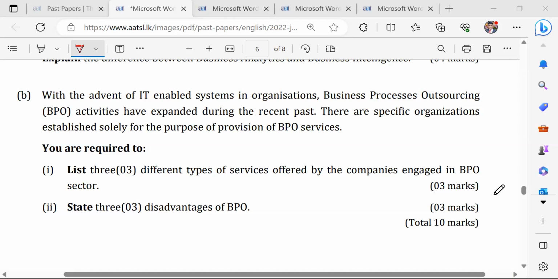Step 3, disadvantages of BPO. Now, for a BPO, business process outsourcing organization, we definitely have to provide our information. Then internal information can be leaked to other parties, to the BPO company, right? That is one disadvantage. Internal information can leak to other parties. That is a security breach, right?